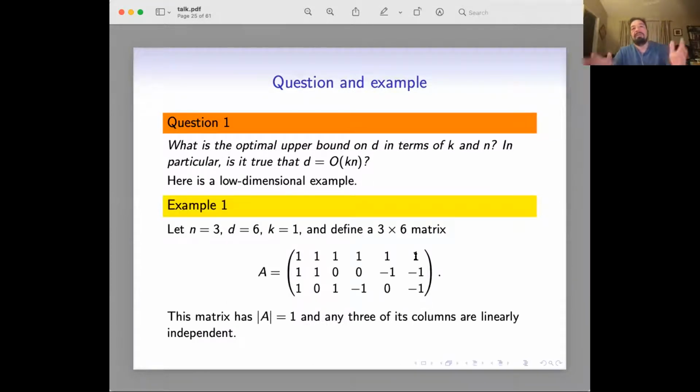Now, here's a simple low-dimensional example where N is 3, D is 6, so K is 1, meaning that A is just a 0, plus or minus 1, 3x6 matrix. This matrix has the property as we need it, meaning that no 3 columns are linearly dependent, and therefore it is an isometry on 3-sparse vectors.